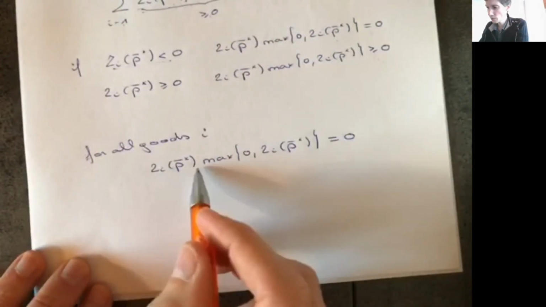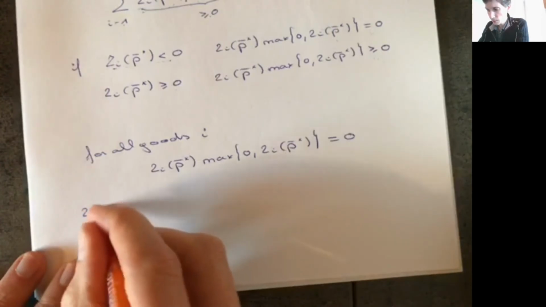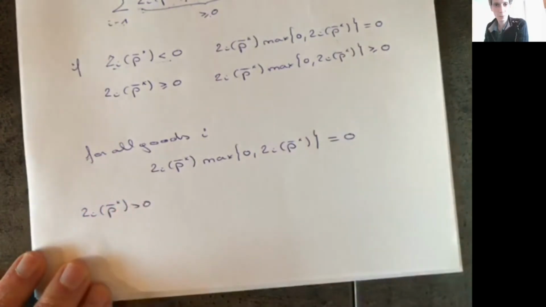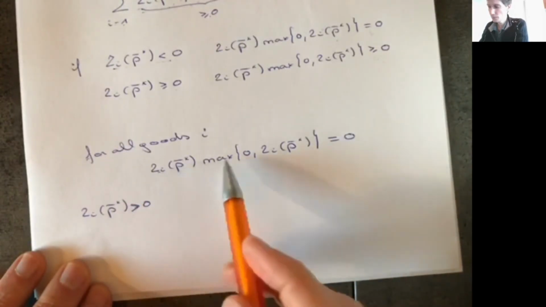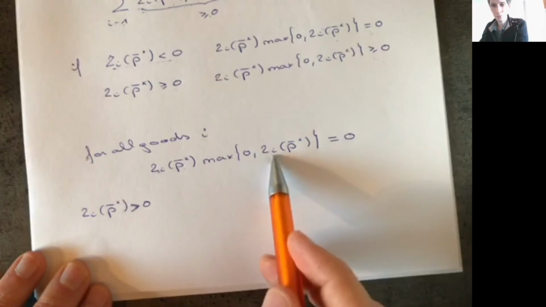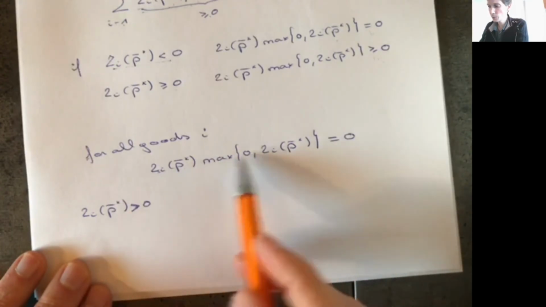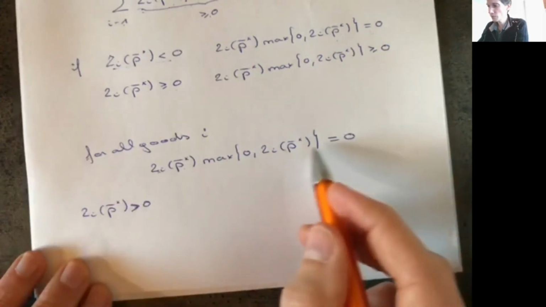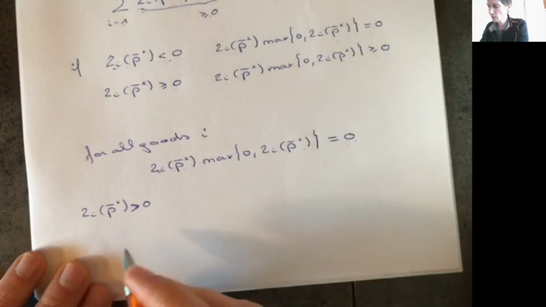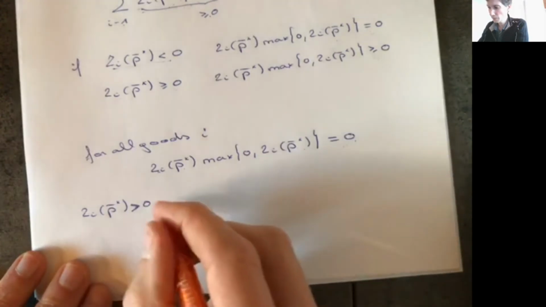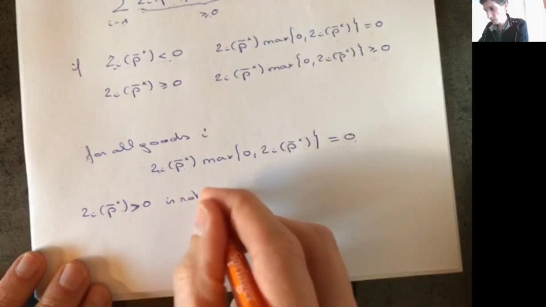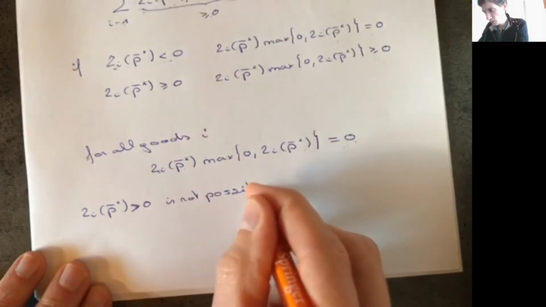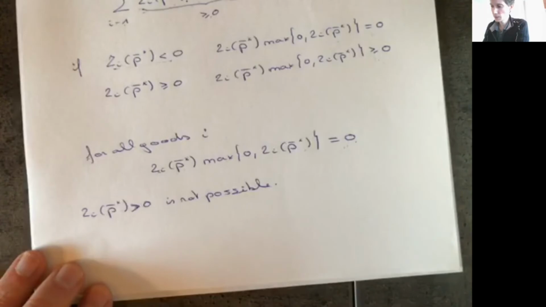Now let's have a look at what happens if Z_i(P) is strictly positive. Then we have something strictly positive here, and we take the maximum of 0 and something strictly positive, so this will be strictly positive. Multiplying two strictly positive numbers together is strictly positive, so this condition is violated. Okay, so Z_i(P) strictly bigger than 0 is not possible.